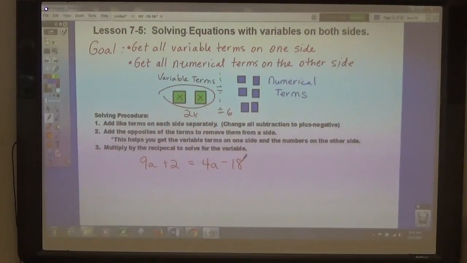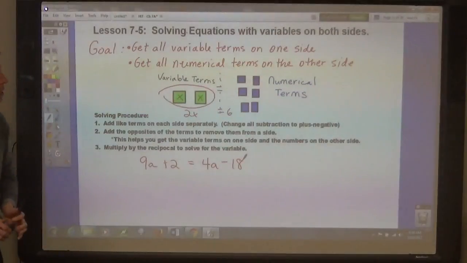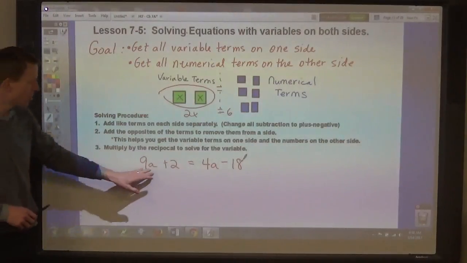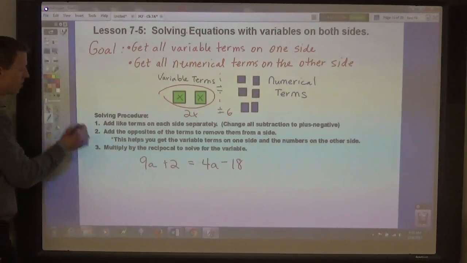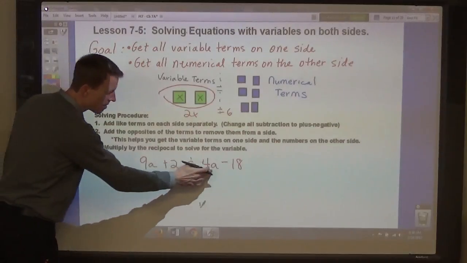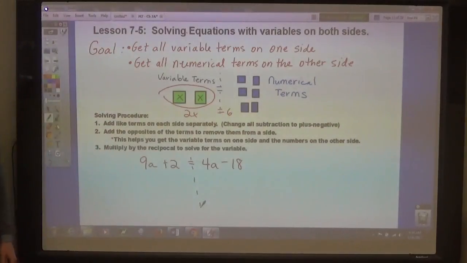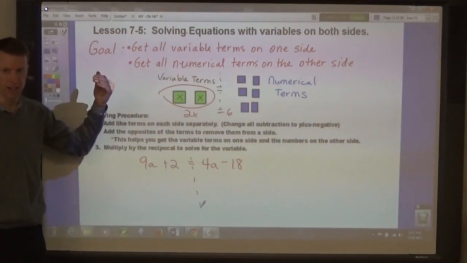Okay, let me go through the notes on lesson 7.5 with you. In this lesson, we're going to be starting with equations that have variables on both sides. So on the left side, 9a, and on the right side, 4a. Now up to this point, we've always had equations with variable terms just on one side.